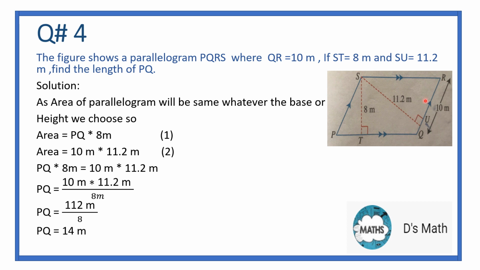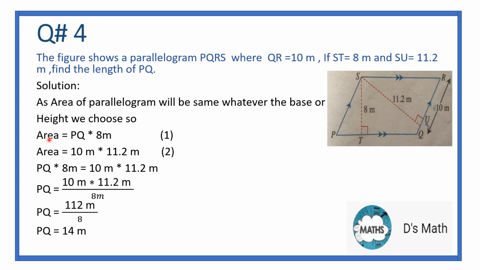The area is a constant quantity, it will not change if you take another value of height, if you take another value of base. This is not possible. If you take 10 as base and 11.2 as height, then the answer of area will be the same if you take 8 meter as height and PQ as the base. So in both the cases, whatever the combination you choose, your answer will always be the same.